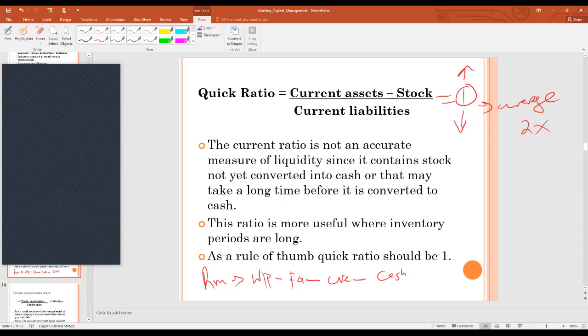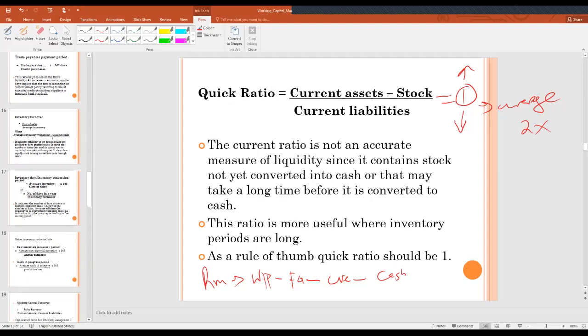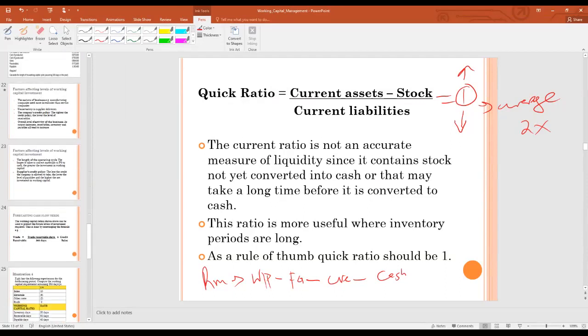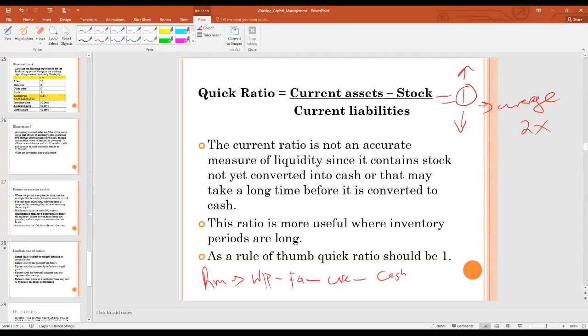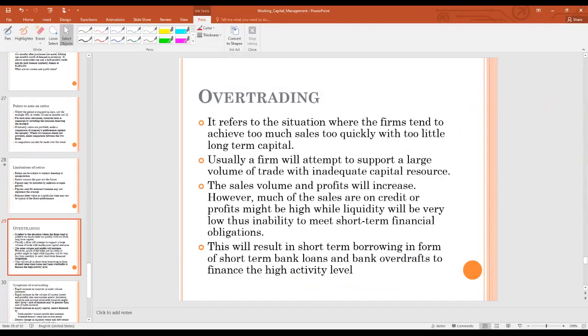Now, the next bit I want to discuss is, is it possible that the company might be mismanaging the working capital? Yes, it's possible. The company may end up mismanaging its working capital. These are called the outcomes of working capital mismanagement. The first outcome is called overtrading. If you mismanage your working capital, one of the outcomes of your wrongdoing is referred to as overtrading.